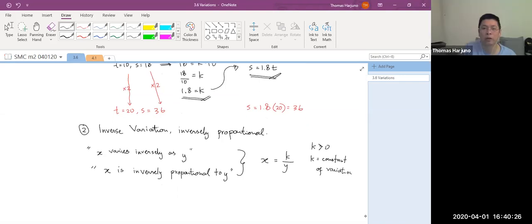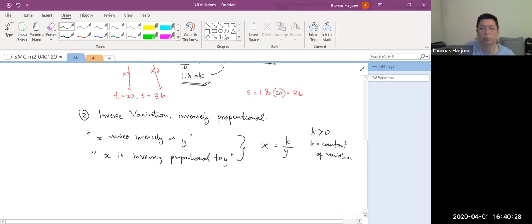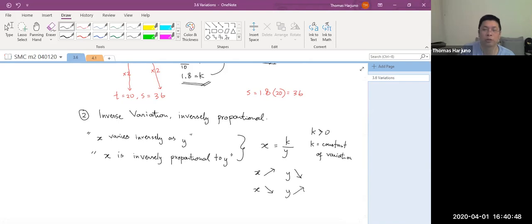Now, when two variables are inversely proportional, like X and Y, it means when X increases, Y will decrease. Vice versa, when X decreases, Y will increase. That's what we mean when we say these two variables are inversely proportional.